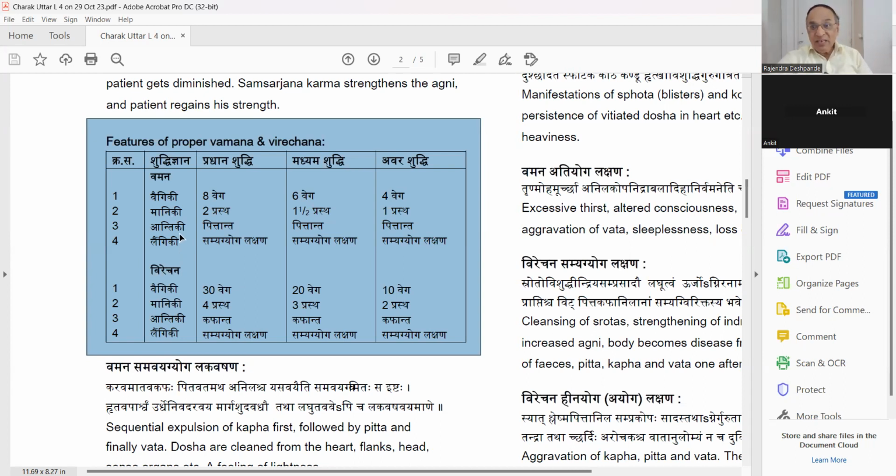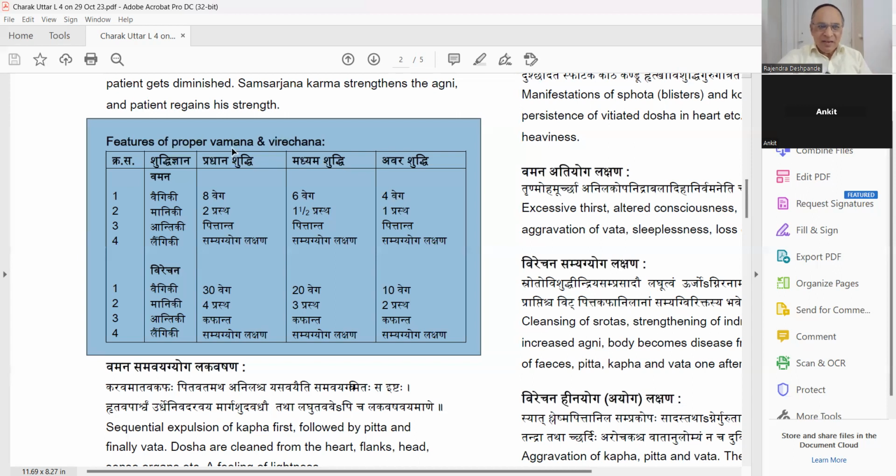Antiki: at the end of Vamana, which dosha has come? After the ending of Virechana, which dosha has come? Antiki means here, at the end. And Laingiki, this is the most important. It is practiced. You have to check the symptoms of proper Vamana, proper Virechana. I personally feel the Laingiki test is the most important. But they will ask you four tests: Vegiki, Maniki, Antiki, Laingiki. Say it 10 times.